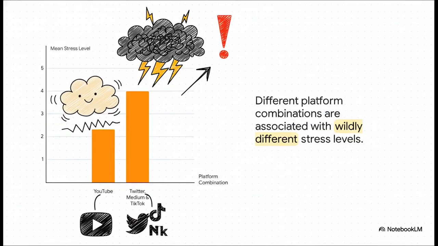And it's also really clear that which apps you use makes a big difference. Just look at this jump. Users who are mainly on YouTube reported moderate stress levels, but for users on a mix of platforms like Twitter, Medium, and TikTok, their reported stress levels shot up into the very high category. That is a huge, huge difference.